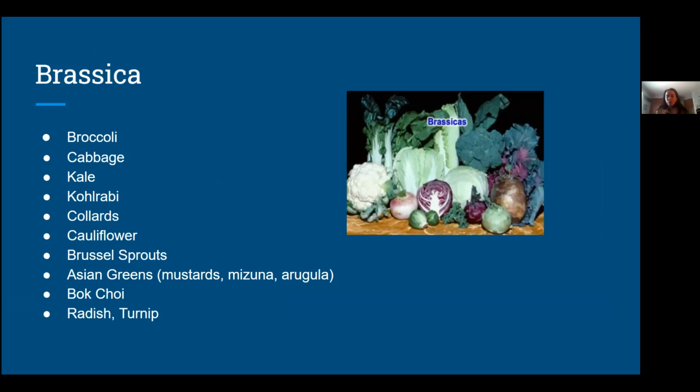So now we're going to move into the Brassica family, the cold tolerant family. The Brassica family makes up your broccoli, cabbage, kale, kohlrabi, collards, cauliflower, Brussels sprouts, your Asian greens like your mustards, mizuna, arugula, bok choy, radishes, and turnips. So I really love the Brassica family.